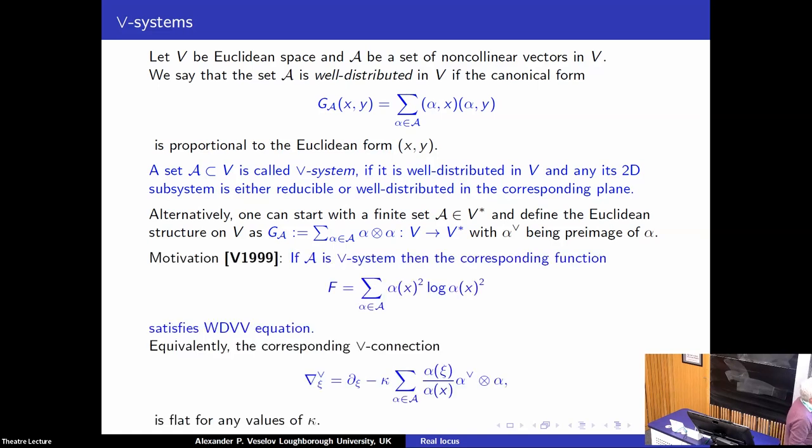Maybe I should say this. So what was the motivation for this? This comes from a different integrable system, kind of classical. And this is the celebrated Witten-Dijkgraaf-Verlinde-Verlinde equation, which is otherwise known as the associativity equation. And there are many appearances.